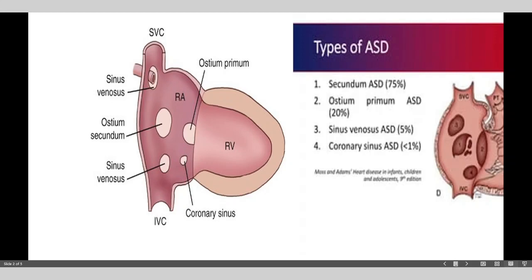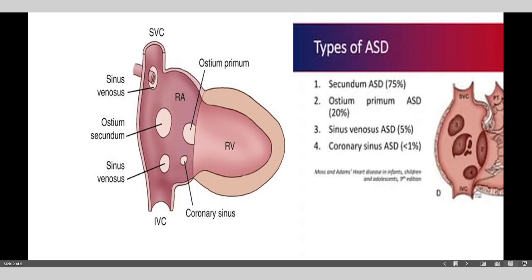There are four types of ASDs, or else we can say five types. Ostium secundum ASD, these cases are 75% of cases. Ostium primum type of ASD will be 20% of cases, and sinus venosus ASD is divided into two: superior vena caval and inferior vena caval type of sinus venosus ASD. If the defect is towards the superior vena cava, it is called SVC type of ASD. If it is near the IVC, it is the IVC type of sinus venosus ASD.